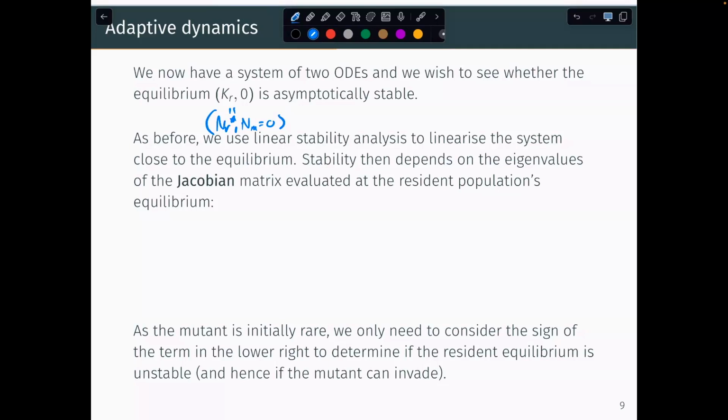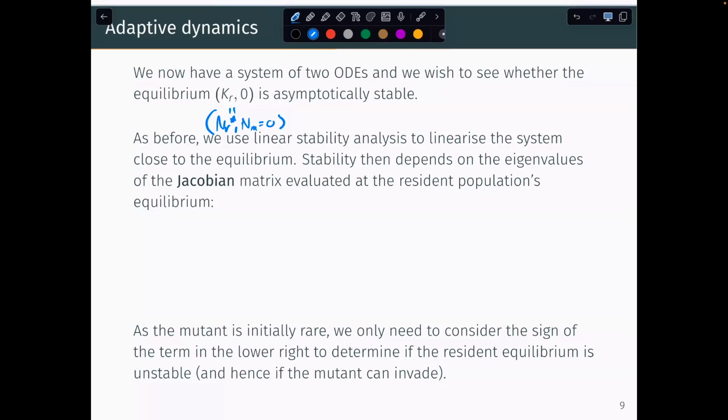If this equilibrium is asymptotically stable, that means that our mutant can't invade. We're going to get pulled back to this state where our mutant goes extinct. If the mutant can invade, then we're going to be pushed away from this state, which means that it's not going to be asymptotically stable. So we just need to consider the stability of this state, and it tells us whether our mutant can invade or not.